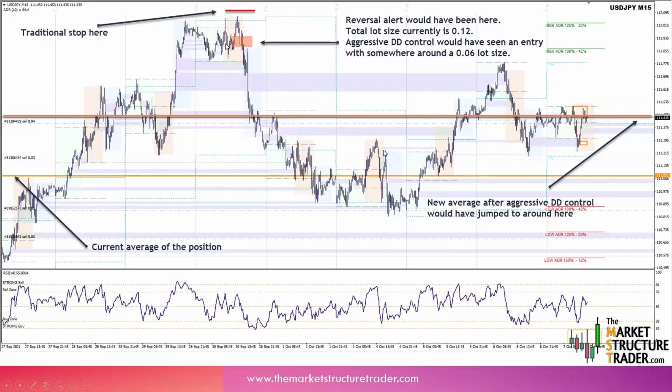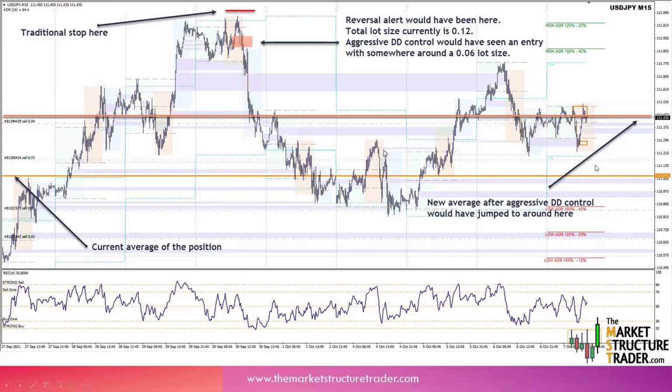The reversal alert would have been here because it made a new high, and then as it came down, you would have got an alert from the reversal alert indicator there on the M15 chart. Total lot size currently 0.12. Aggressive drawdown control would have been roughly 0.6 or a third, so you could have got in with a 0.04 there if you wanted to.